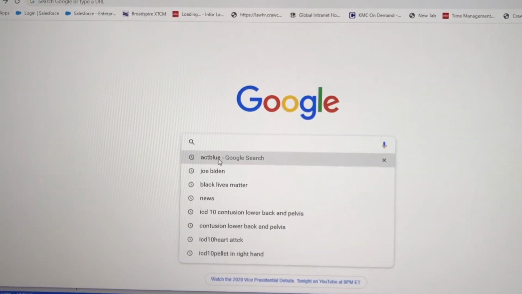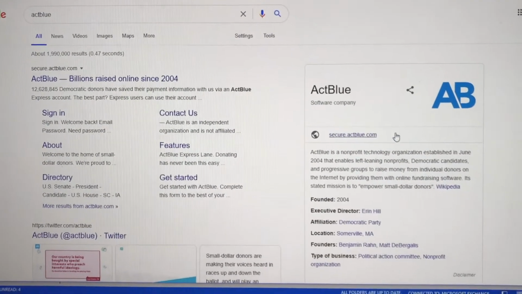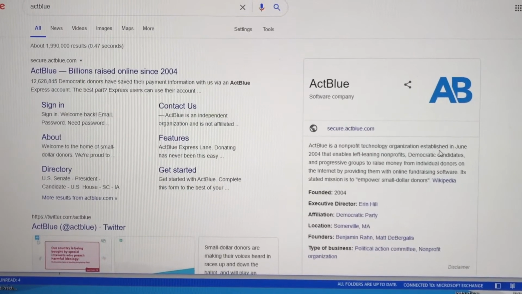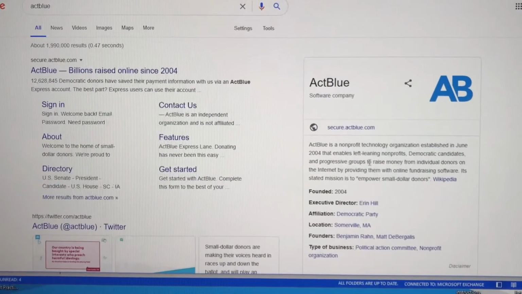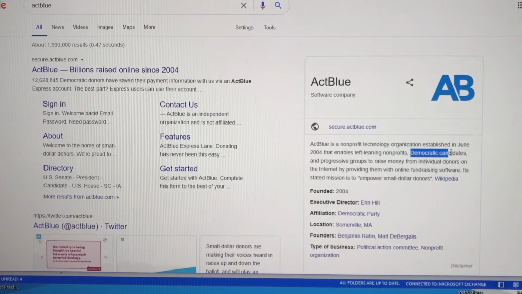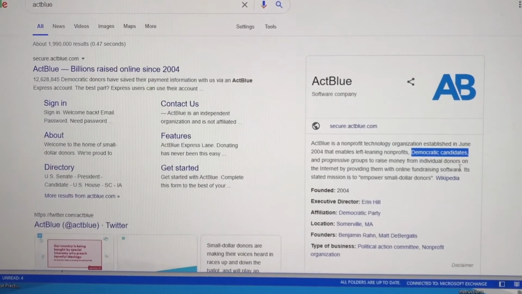Before I type into it, every detective movie says what? Follow the money. If you follow the money, you're going to get to the bottom of the story. So we're going to go to actblue.com, right? ActBlue, here it is. So I want you guys to see that they are an organization that collects money, but they mostly give their money to who? Democratic candidates. Think about that.